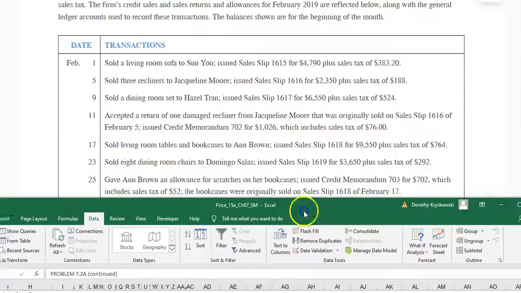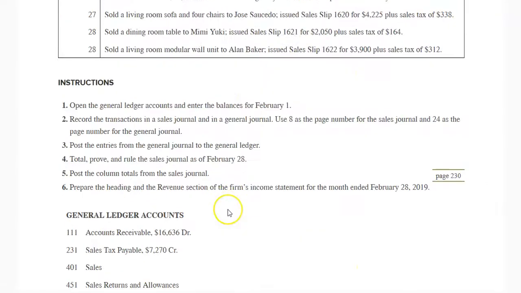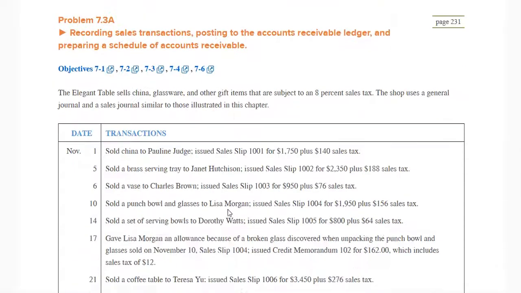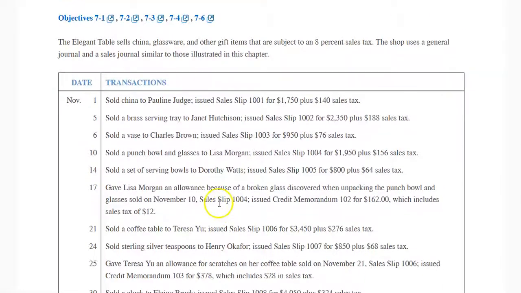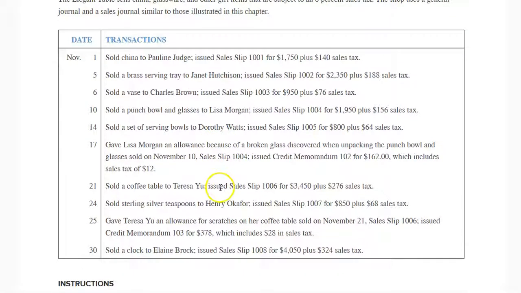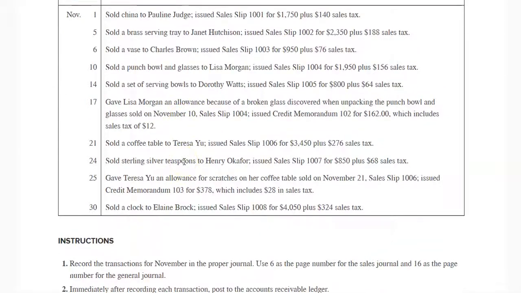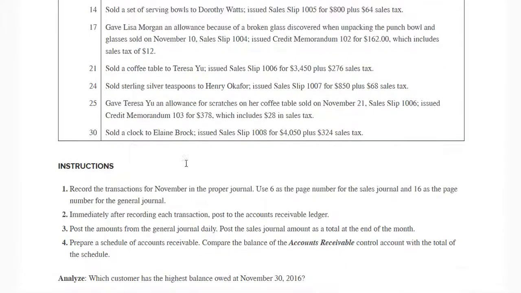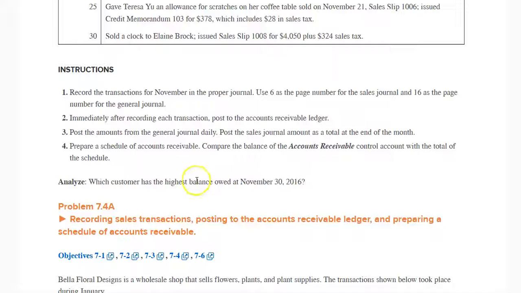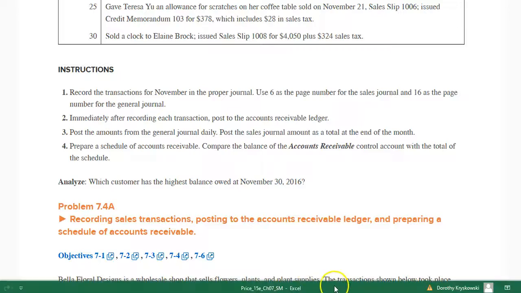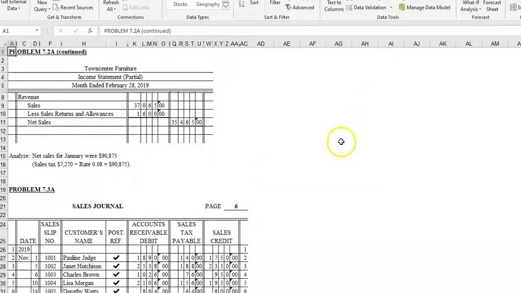Okay, let's see, what's the problem? Another sales journal, and it's the exact same thing over again. Since we're doing the same problem for the third time in a row, here's what we should do. It's a matter of saving time.